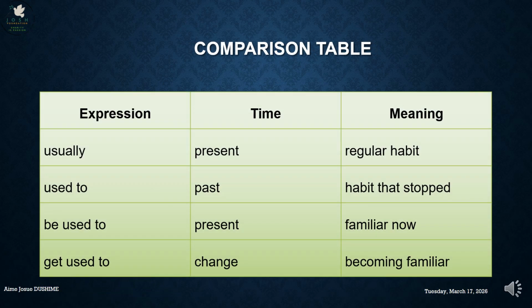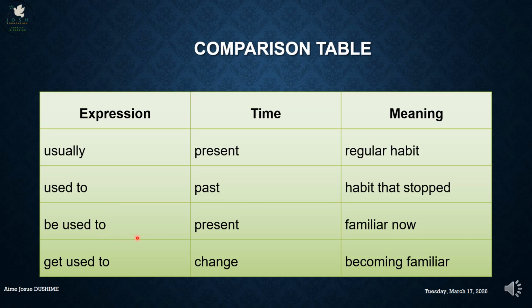See the comparison table of these four things. Usually we use it in the present and when we talk about things which happen always, which happen continuously. When we go into used to, we use used to when we talk about the past time. The habit that stopped, it was true in the past, but this time it is not true. When I say I used to sing, means like in the past I could sing, but now I can't sing. Maybe I'm sick.